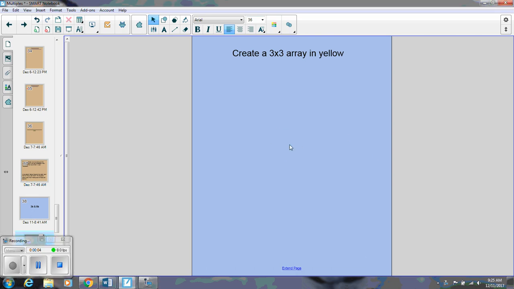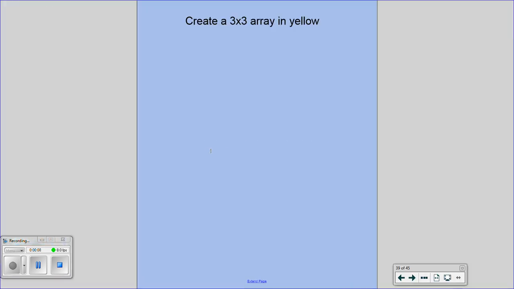Alright. Now underneath that, create a 3 by 6 array in red. You should have a 3 by 3 array in yellow, and then underneath the 3 by 3 array, I want you to make a 3 by 6 array. They don't need to be connected, but just so you can see both arrays.